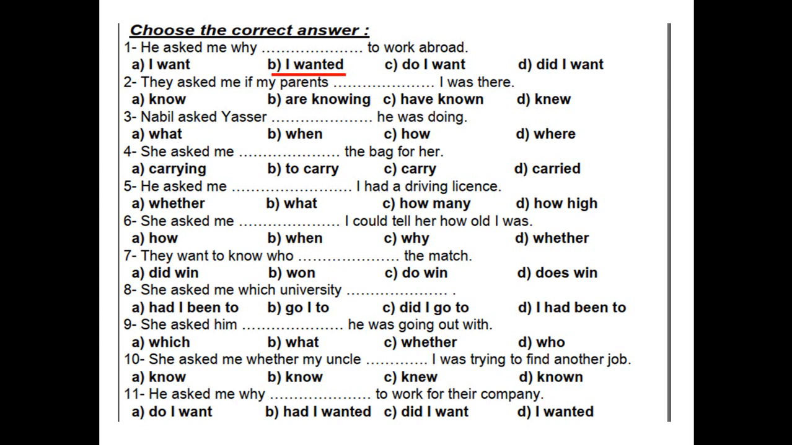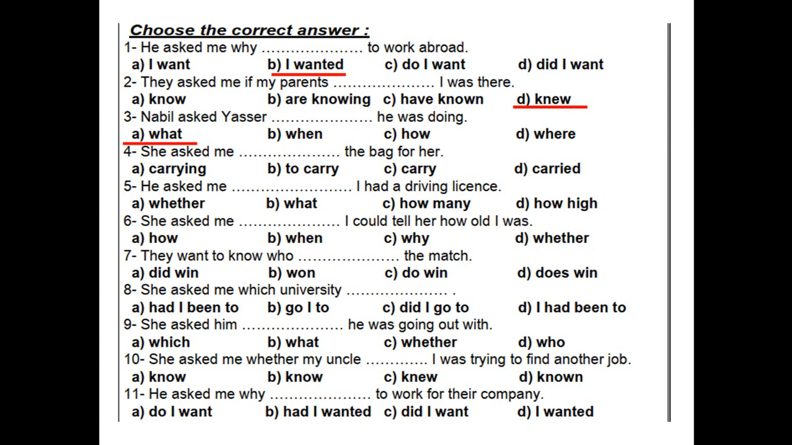Number 2. They asked me if my parents blank I was there. Know, are knowing, have known, knew. The actual words were, do your parents know you are there? So of course know becomes knew. They asked me if my parents knew I was there. Number 3. Nabil asked Yasser blank he was doing. What, when, how, where. The right answer is what. So the direct question was, what are you doing?